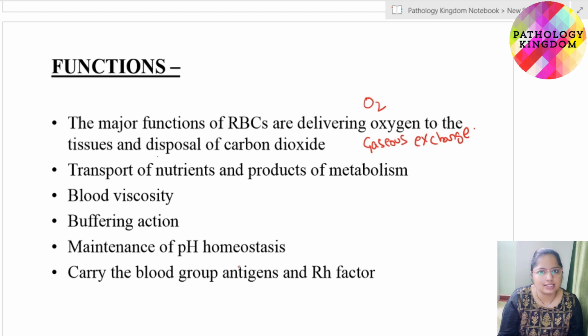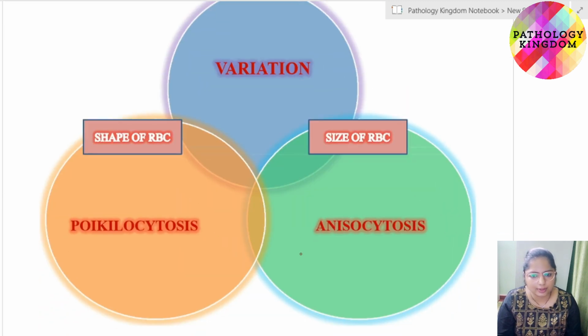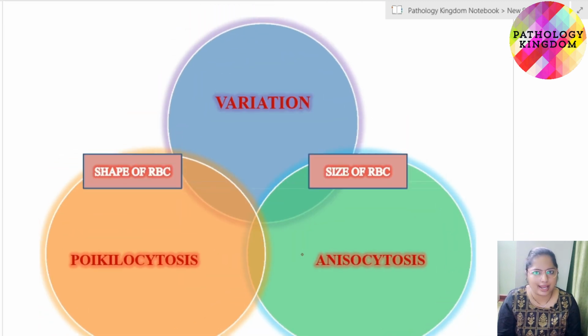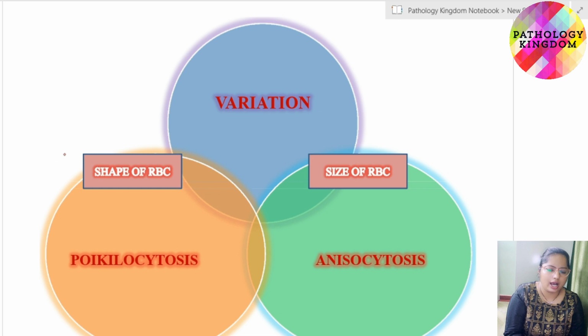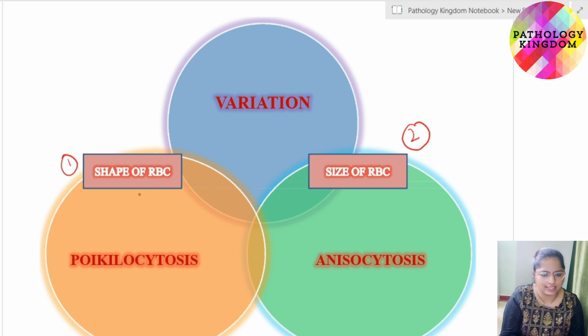The major function is gaseous exchange, that is RBCs help in delivering oxygen to the tissues and disposal of carbon dioxide. Now coming on to the variation and abnormalities of the red blood cell. The variation can be in shape of RBC or in size of RBC. If there is variation in shape of RBC, then this is known as poikilocytosis. This is the term used when there is any variation in shape of RBC from the normal.